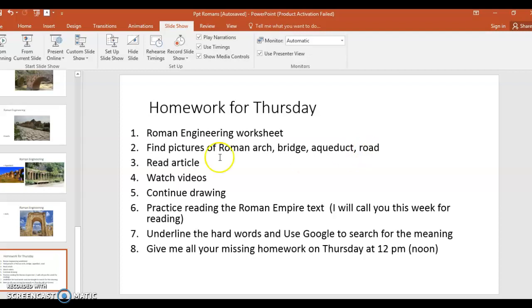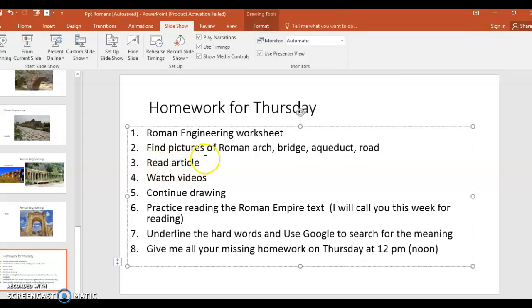Number 3, I will send you an article to read, and I just want you to read it. Number 4, watch videos. I will send you some links and I want you to watch those videos. Number 5, I want you to continue the drawing in case you still didn't finish your drawing. Please continue your drawing and add to it whatever you need to add. Number 6, practice reading the Roman Empire text we just read, and I will call you this week for you to read, and I will grade you.